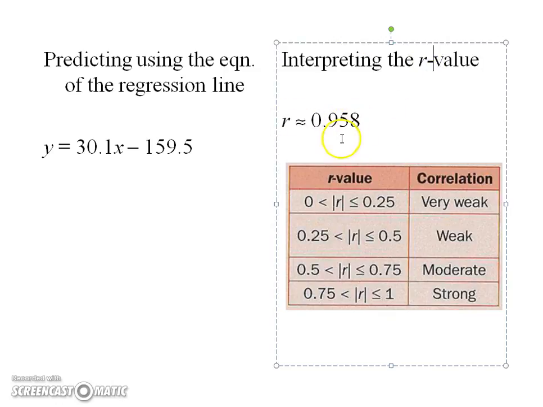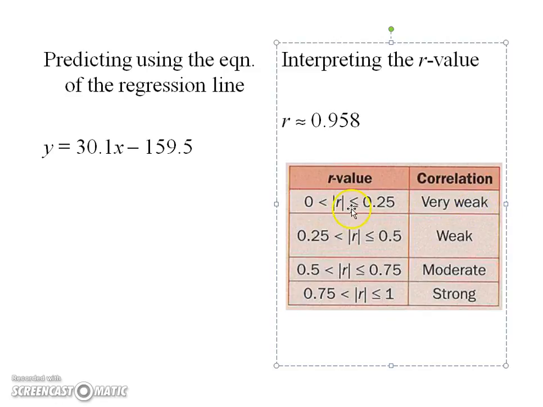If the R value is very close to 1, that means it's very strong. You can refer to this table here. If your R value is between 0.75 and 1, it is considered a strong correlation. If it is between 0.5 and 0.75, it's considered moderate correlation. 0.25 to 0.5 is considered weak, and between 0 and 0.25, it's very weak.